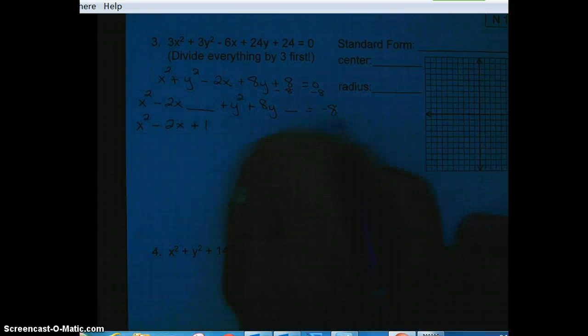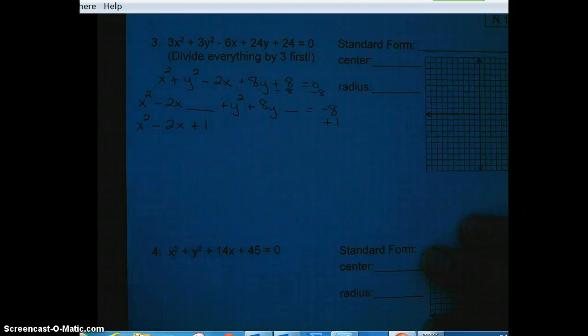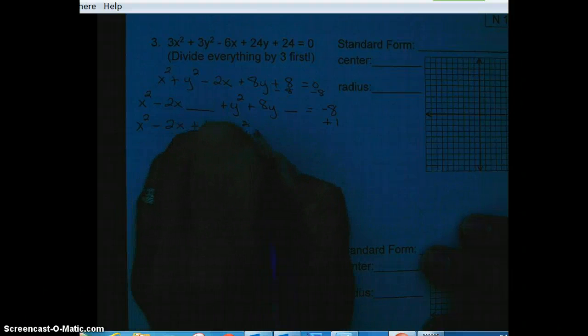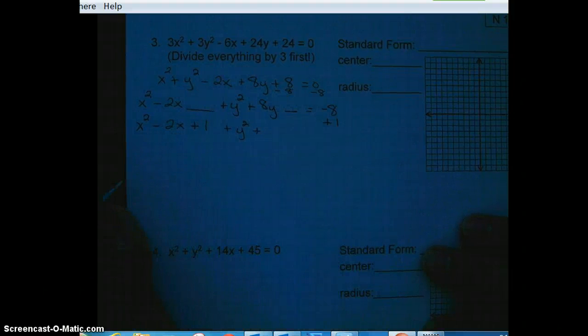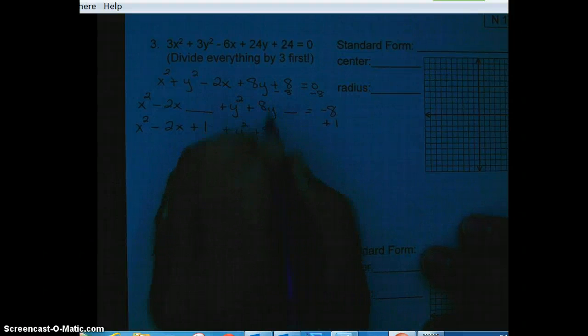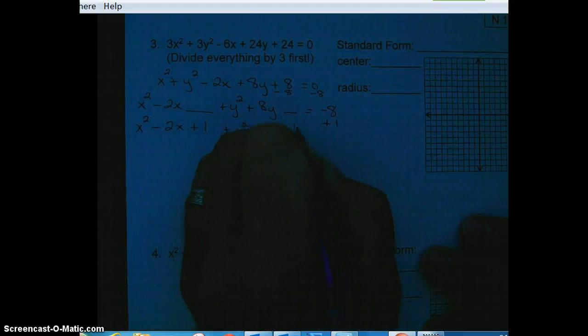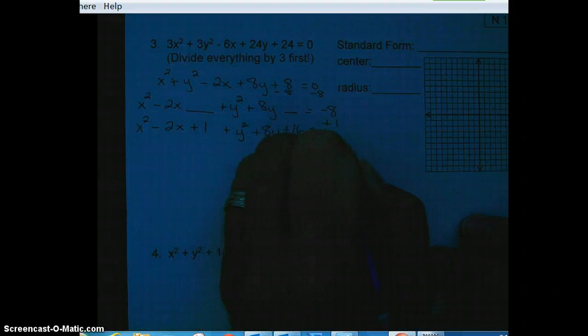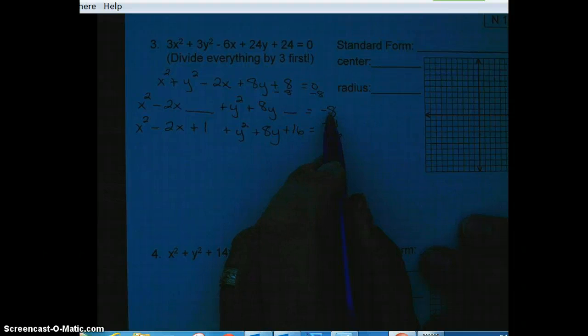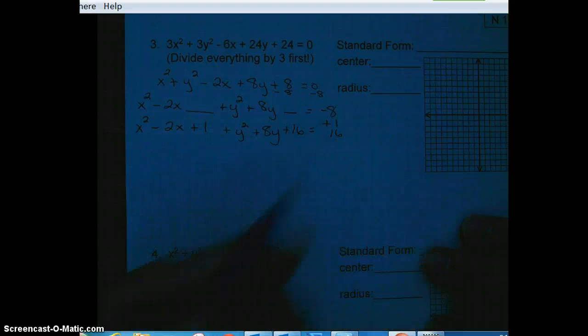So don't forget, if you add 1, you got to add 1 on the other side. What you do to one side of the equation, you do to the other side. Okay? Let's see. Half of 8 is 4. 4 squared is 16. And -8, -7, -7 plus 16 is 9.